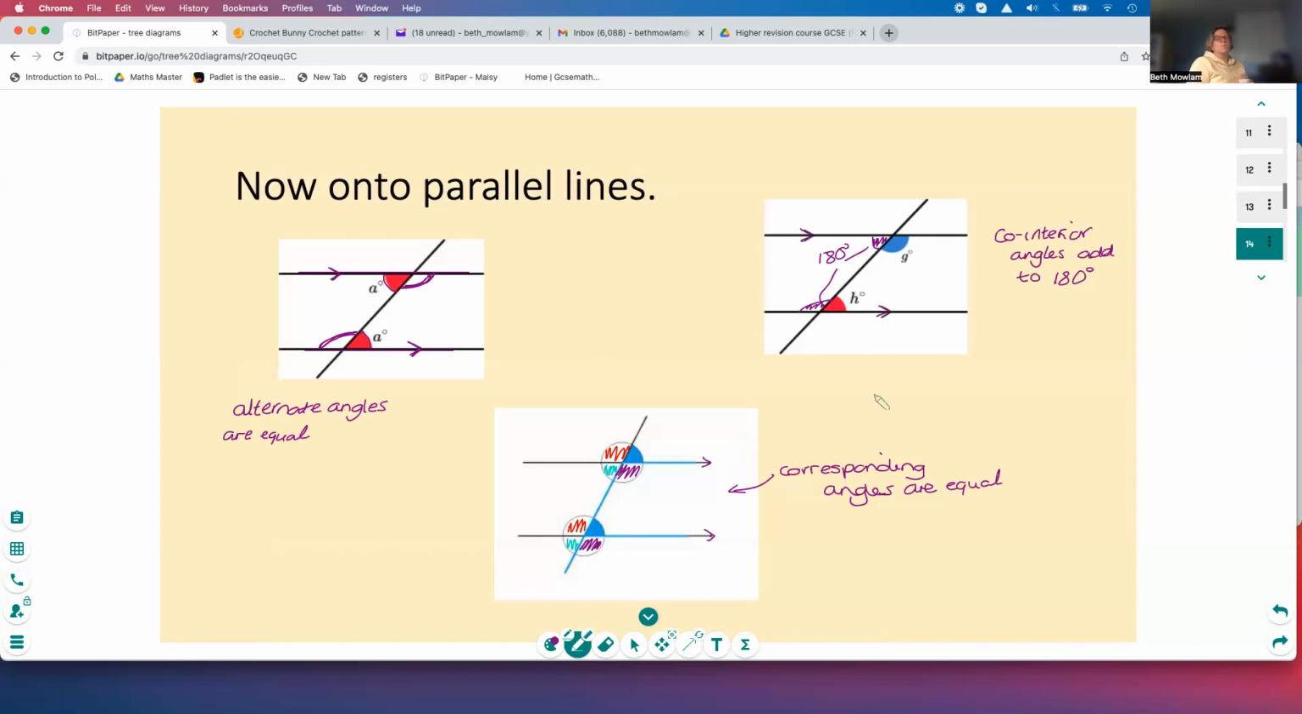So you've got three rules that you are expected to memorize in terms of parallel lines. Alternate angles, where they're on opposite sides of the line, are equal to each other. Corresponding angles, when they're in the same position on a different crossover bit. And co-interior angles, when they're both inside the parallel lines on the same side. As I said, these rules only apply if the lines are parallel. You can't just use them for any set of lines, they have to be parallel.